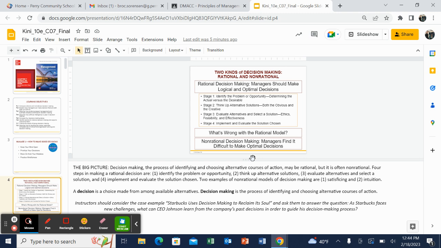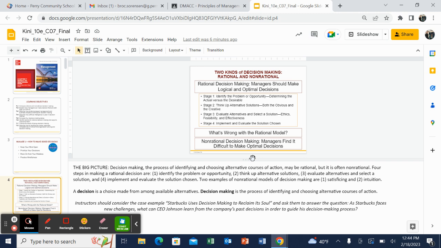Step 3, evaluate the alternatives and select a solution. Okay. And with this, when we ultimately select our alternative and make a decision, we have to consider the ethics of the situation. So we'll talk a little bit more about ethics in this chapter, but ethically speaking, is anybody at risk of harm? Is anything potentially illegal happening? Are we doing right by our staff? Are we doing right by our customers? So any decision that we make, we need to consider the ethics involved.